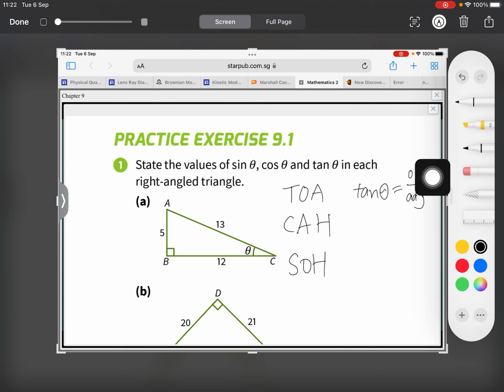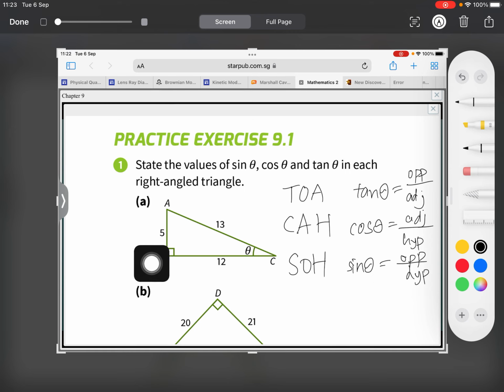This is the relationship linking the angle and the two sides together. Then we also have your cosine with AH, so it's adjacent over hypotenuse. And then of course, sine theta equals opposite over hypotenuse. With this, we are able to solve these questions, just to do the basics.